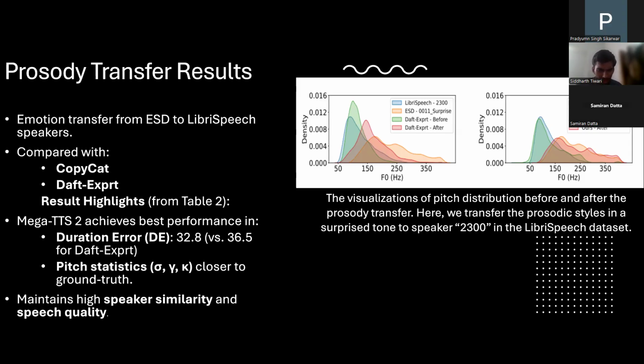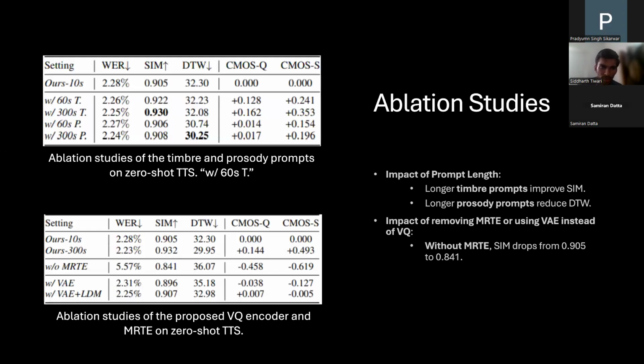And now we will come to the next section, that is ablation studies by the authors. This study shows the ablation experiments to test the importance of each component, like the multi-reference timbre encoder and the VQ prosody encoder. Results showed that removing these modules leads to a clear drop in quality and speaker similarity, confirming that disentangling timbre and prosody is crucial for high performance.